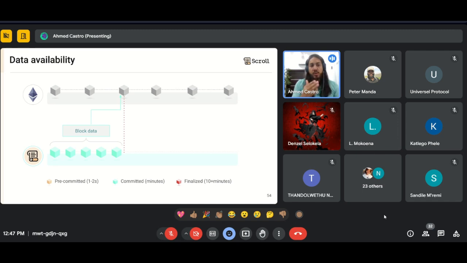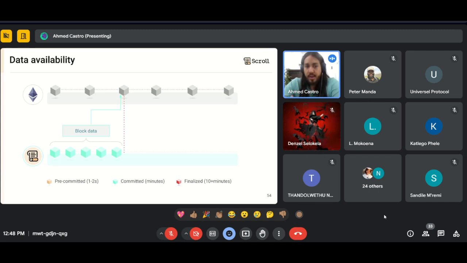Why is this important? Why do you need to store all the data on Ethereum? That's because you need to be able to read everything that happens from Ethereum if you want to force anything. You don't want to have to trust Scroll to use it. You can force right now, that's not yet implemented, but that's going to be implemented in the future, that you will be able to force a transaction from Ethereum to Scroll.